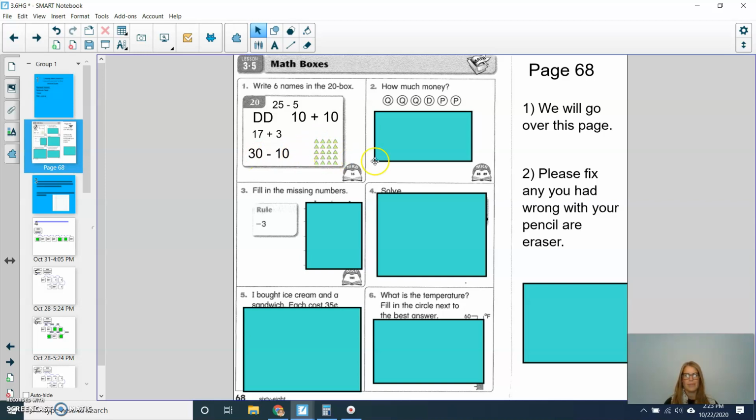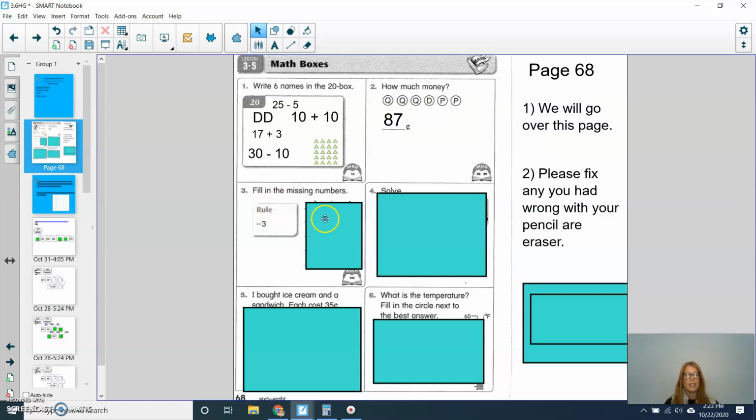20 triangles. For question number 2, how much money? So I have 3 quarters, which I know is 75 cents. Then a dime gets me to 85, and 2 pennies, 86 and 87 cents.